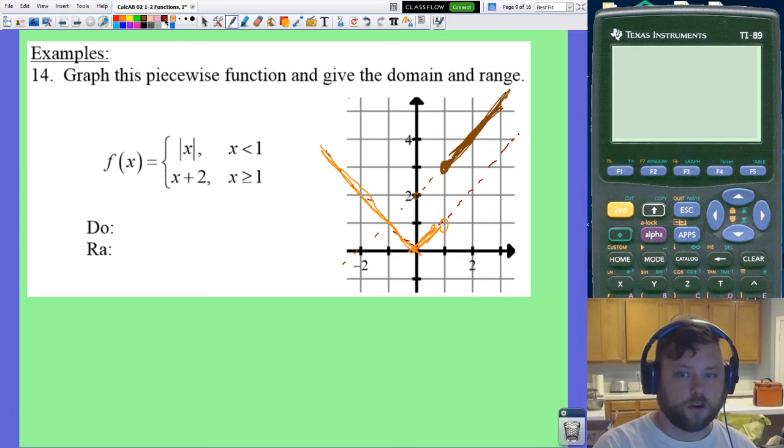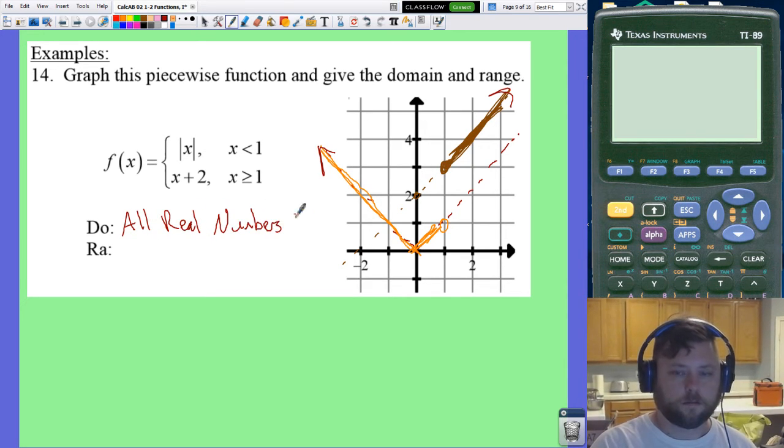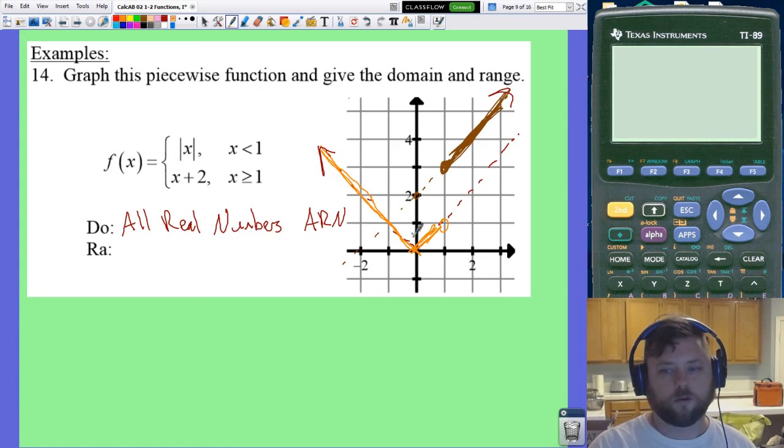Your domain, all your x values, is all real numbers because x values on the left side go to the left forever, and the right side, they go to the right forever. So we can always say all real numbers. Sometimes I abbreviate that ARN. That's fine. You want to spell it out for the AP test, though. Your range, your y values. So what's your lowest y value? It's this guy. And then it goes up forever. So I can say my y is greater than or equal to 0.